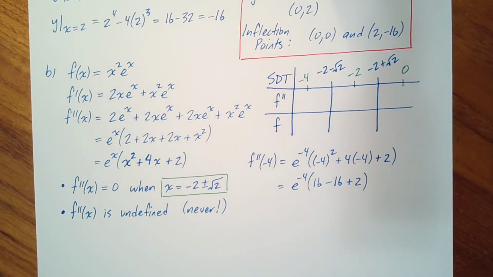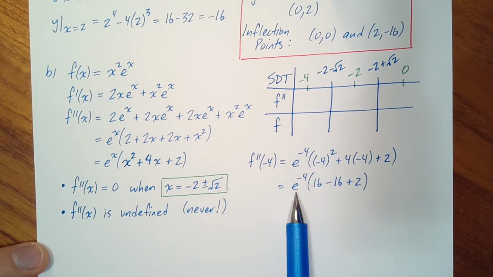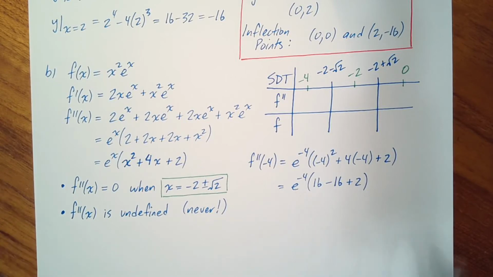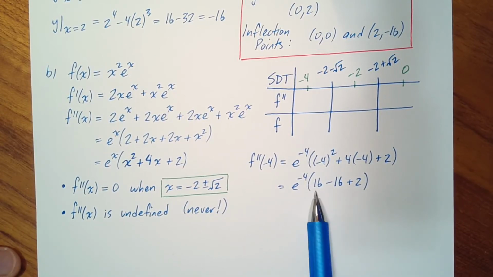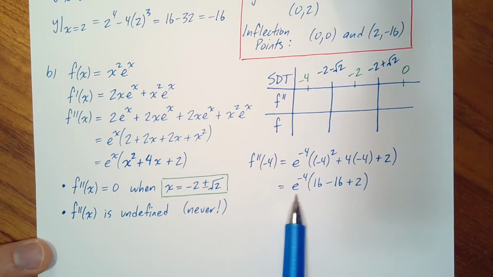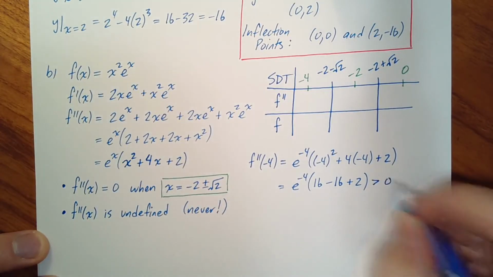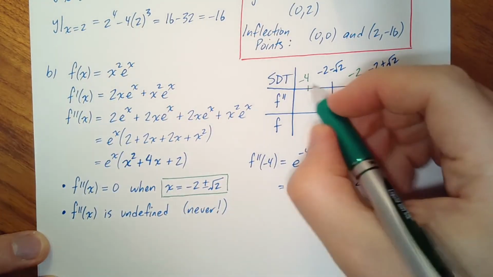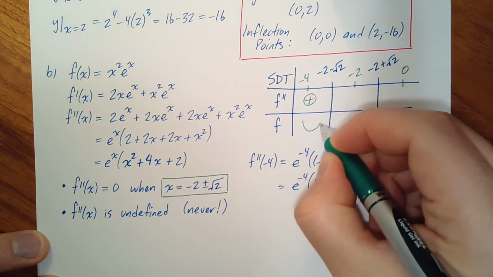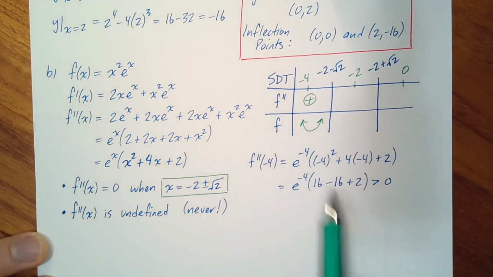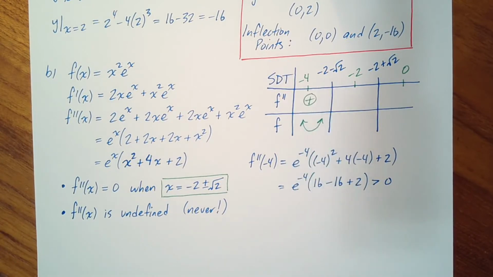So is this enough? Well, e to the power of anything is positive, right? Remember the natural exponential function, and in fact every exponential function is always above the x-axis. So it doesn't matter that this is a negative 4. It doesn't matter what number was up here. E to the anything is greater than 0. So this is just a positive number. It's all going to come down to what's inside the brackets, and the two 16s cancel and you're just left with positive 2. So you've got a positive times a positive, which is a positive. So that means this region, the function is going to be concave up for all the values of x less than negative 2 minus root 2.